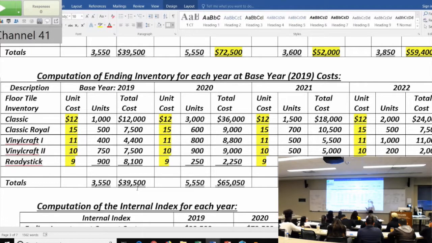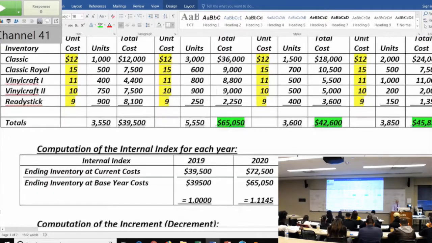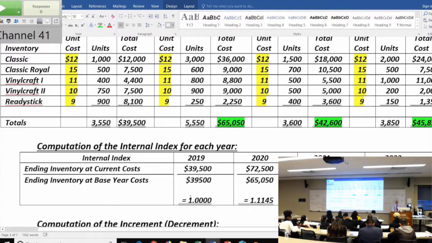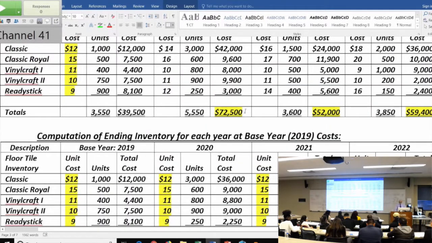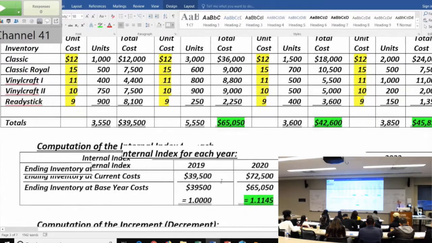So what you would have to do is convert every year to the base year prices. So now what you've got is all of the inventory at base year prices. The green would be the base year prices. And once I do that, I can get a price index. A price index is the ratio of current to base year. So if I took the 72.5 and divided by the 65,050, I've got the index for the first year. By the way, the base year is always what? 1. So we know that. But if I take the 72.5 divided by the 60,050, I've got the index of 1.1145. So I take the current cost divided by the base year, and I've got the index.